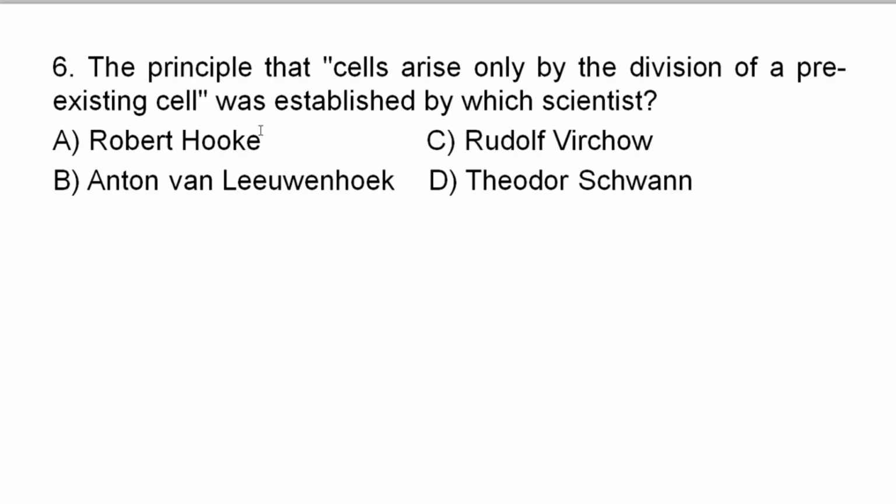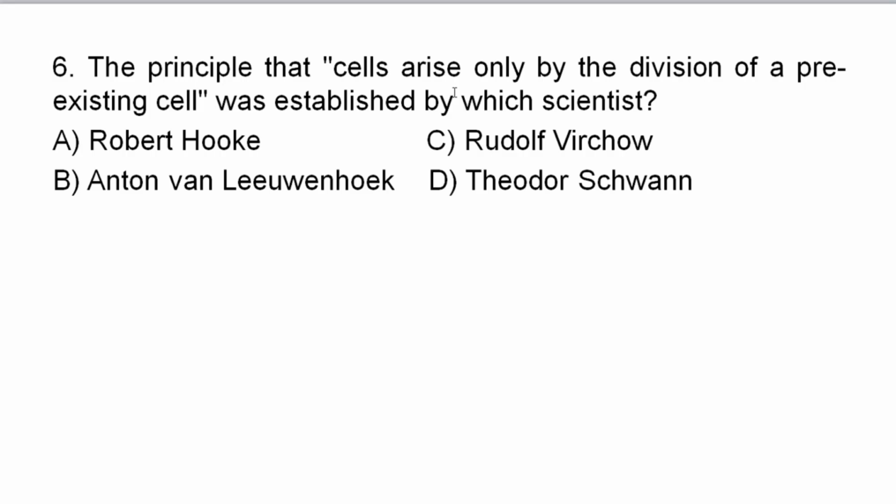Question number 6. The principle that cells arise only by the division of a pre-existing cell was established by which scientist? A. Robert Hooke, B. Anton van Leeuwenhoek, C. Rudolf Virchow, D. Theodor Schwann. Cell theory has three main principles. One of the principles is that cells arise only by the division of a pre-existing cell. So who established this theory from the given alternatives?